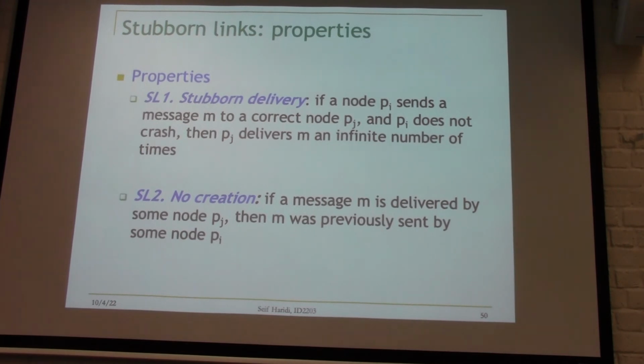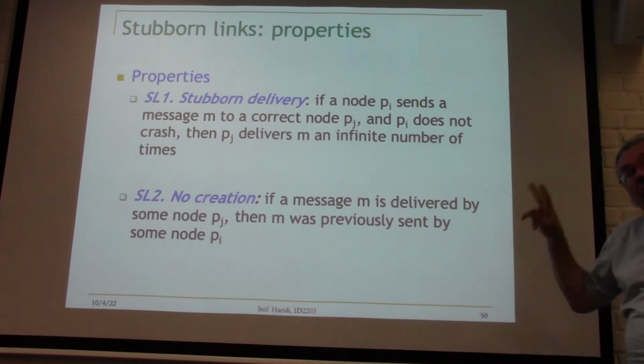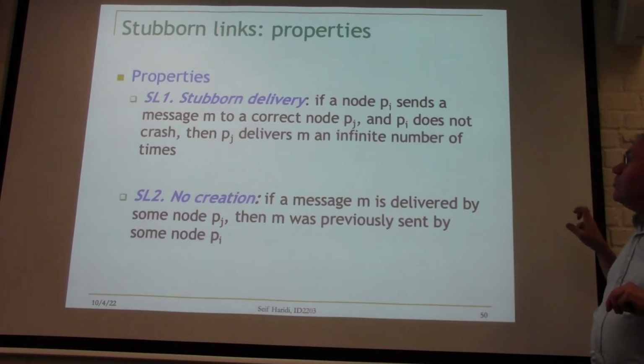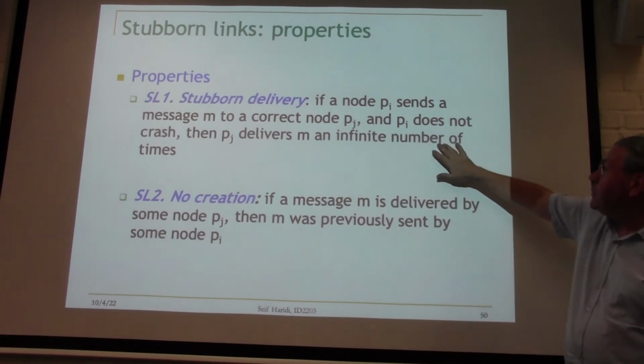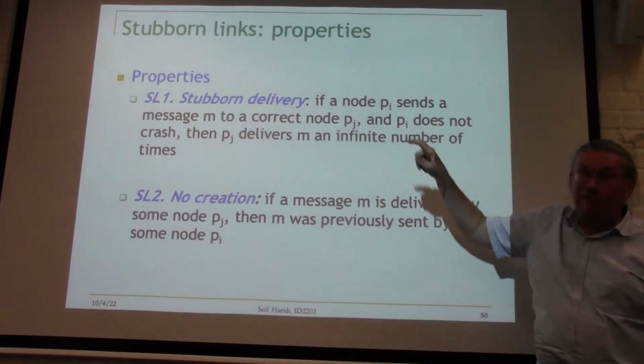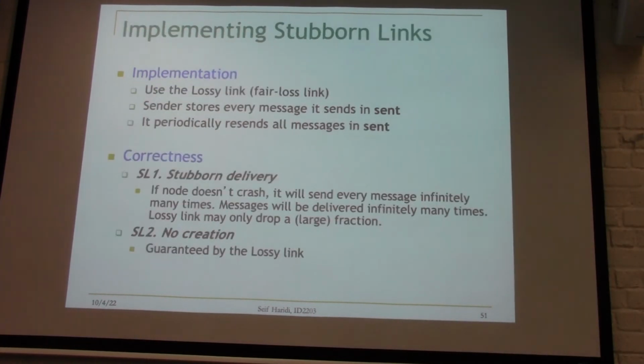So why is that important, actually? Why do I need that? Well, it's because of the loss. To guarantee to deliver M, there has to be something like this. If it was only finite, then there's always a chance that M will never get delivered. That's why it has to be infinite. So those are the two properties, and here's the code.